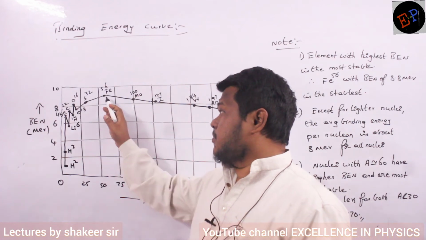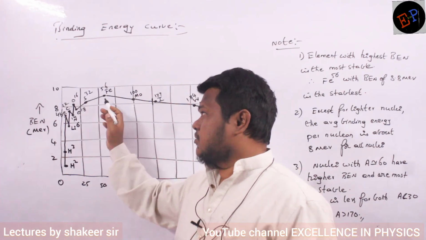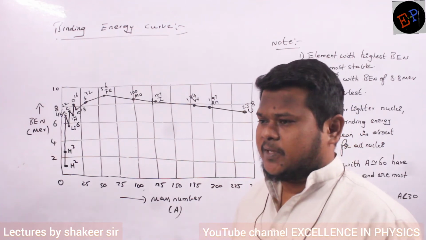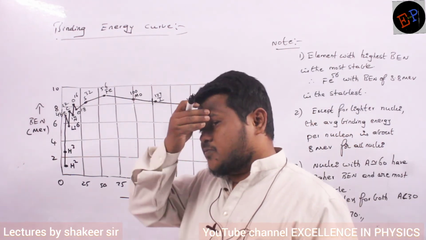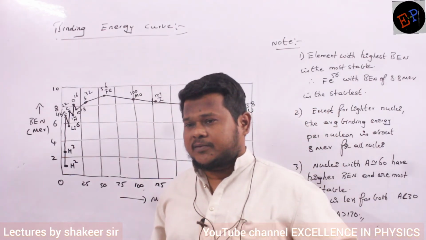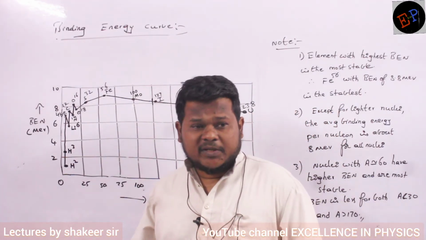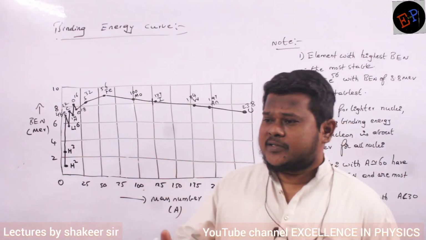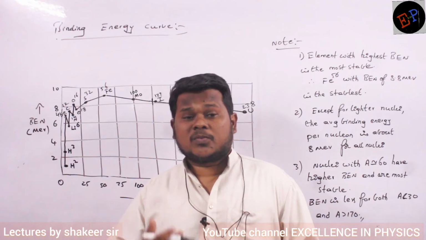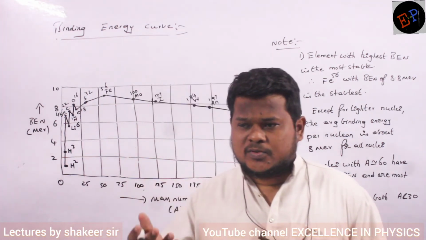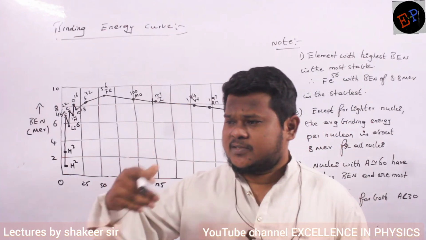Iron. Highest BEN exists for iron, nearly 8.8 million electron volts. Okay, highest BEN means what? What do you understand? It means more energy has been released, no? Binding energy is greater means that more mass has converted into energy. So it means most of the energy has been released.